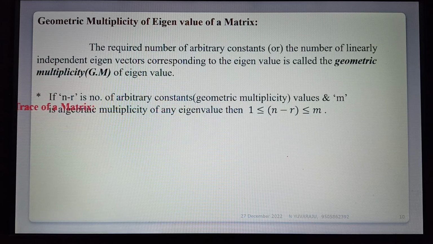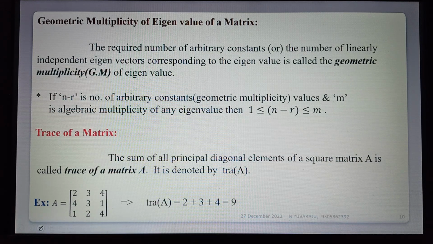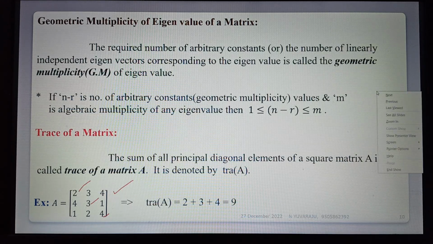Next, trace of a matrix. We know that the trace of the matrix is the sum of the diagonal elements of the matrix. The sum of all principal diagonal elements of a square matrix is called the trace of the matrix. It is denoted by trace of A. For example, for the given matrix, trace of A is 2 plus 3 plus 4 is equal to 9. This is the trace of the given matrix. This is the geometric multiplicity and trace.